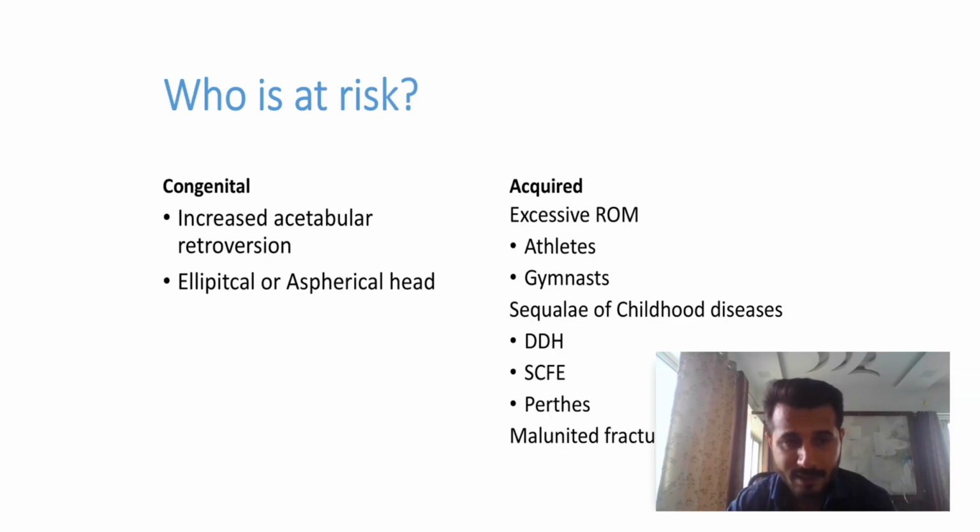So who is at risk? Congenitally, people who have increased acetabular or femoral neck retroversion, or people who have an elliptical or aspherical head are at risk. Athletes who are into high impact sports tend to have excessive ROM, or gymnasts can have CAM type of FAI. CAM type of FAI specifically can occur as a sequelae of childhood diseases like DDH, SCFE, and Perthes. It can also occur following malunited fractures around the hip.